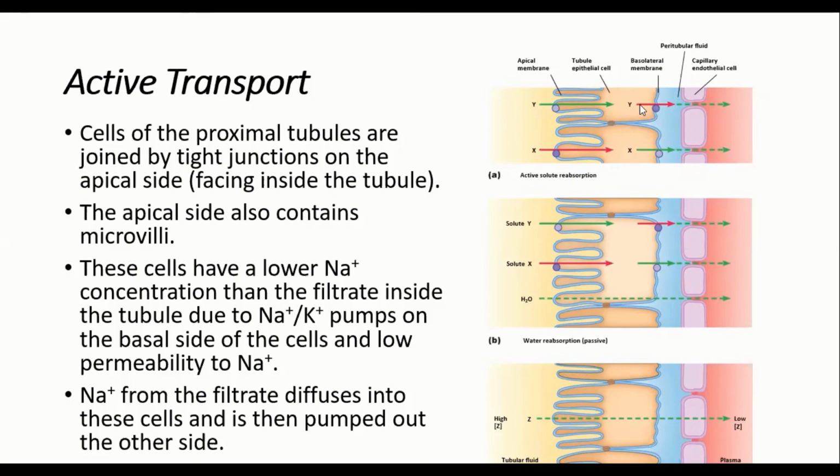So we're going to be actively pumping sodium out into the peritubular fluid here, which means we're going to end up with a low sodium concentration inside the cell, which is going to passively draw sodium from the filtrate into this cell. So that's a way that we can move sodium across this cell. And it would also create a high sodium concentration here in the peritubular fluid. And so then the movement of sodium from the peritubular fluid into the capillary would be passive because it goes down its gradient.